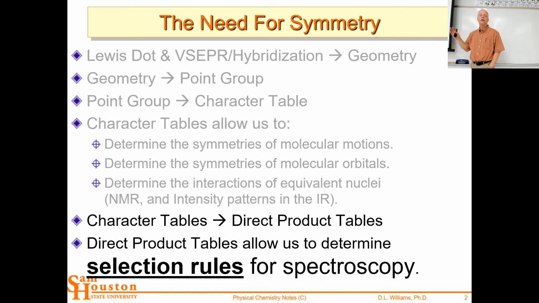today. So this really completes the whole thing for this course, is coming up with those selection rules for spectroscopy using the direct product tables, which we can't use unless we know the point group and the Mulliken notations.